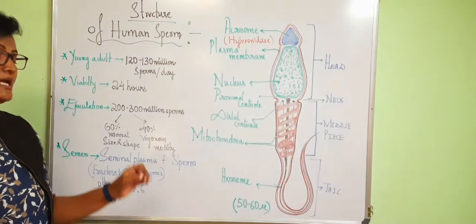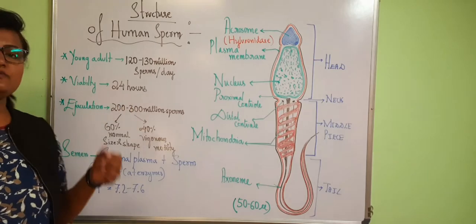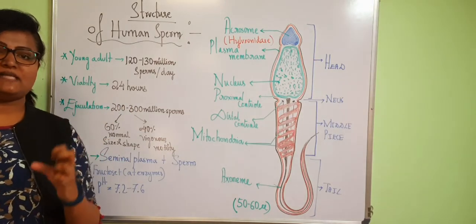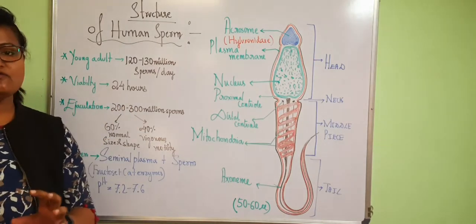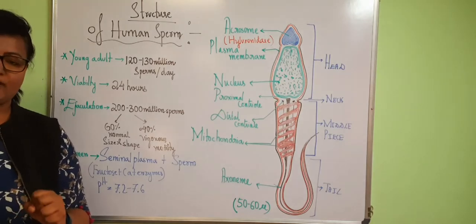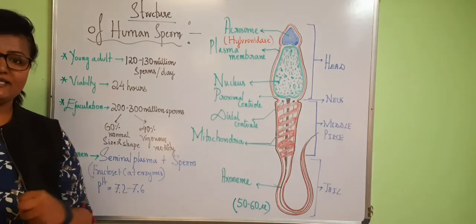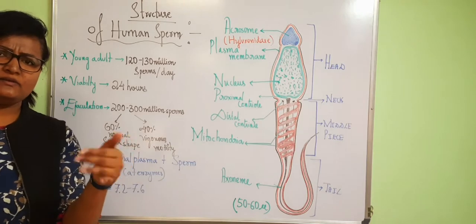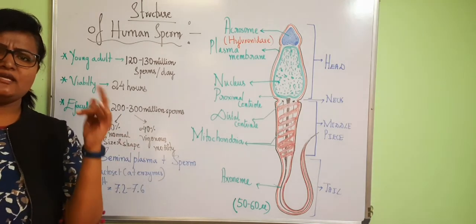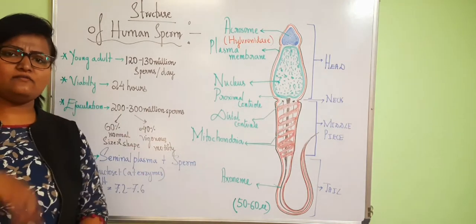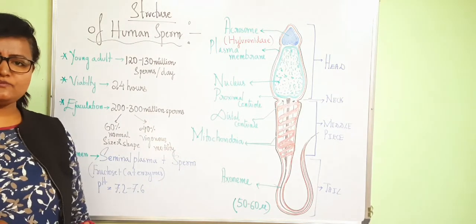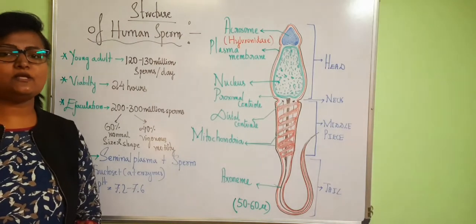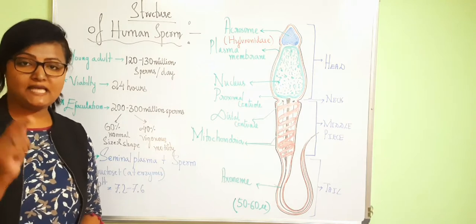200 to 300 million sperms, 60% of these sperms need to have a normal size and shape, and at least 40% should be vigorously motile, meaning they need to be very active during motility. So 40% are vigorously motile sperms, and 60% compulsorily should have a proper size and shape.